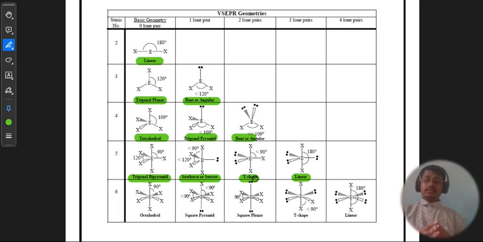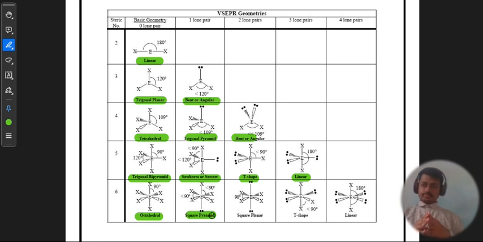If the steric number is 6, then there are 6 bond pairs and 0 lone pairs. Now you must be familiar, the shape is known as octahedral. One lone pair and 5 bond pairs gives square pyramidal. The angle is now less than 90.